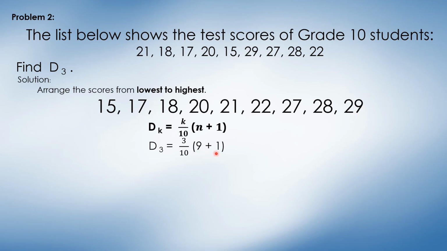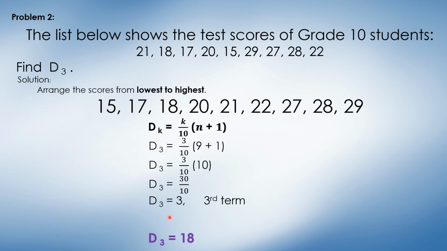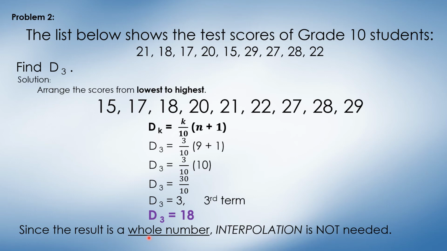Okay, 9 plus 1, simplify, so this is 10. So 10 multiplied by 3 over 10, 10 times 3 is 30, divided by 10. So the third decile is equal to 3. So looking for the third term: first, second, third. So the third decile is equal to 18. Since the result is a whole number, interpolation is not needed. So our answer is 18. The third decile is equal to 18.